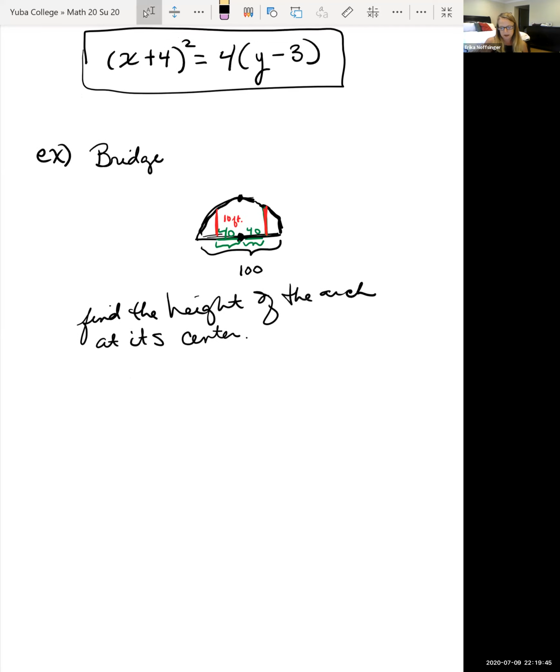Okay, so it's a parabola. It's a parabola facing downwards. So we know that it's an (x minus some h) quantity squared equals, we can do this if we wanted to, 4a times (y minus k).